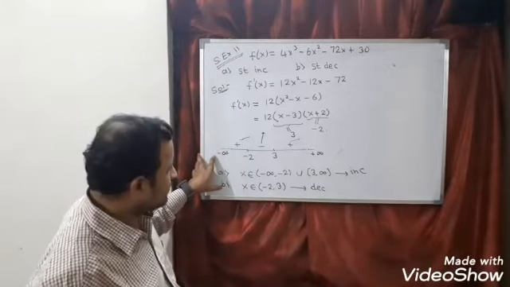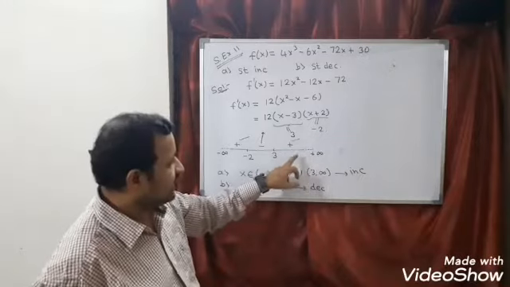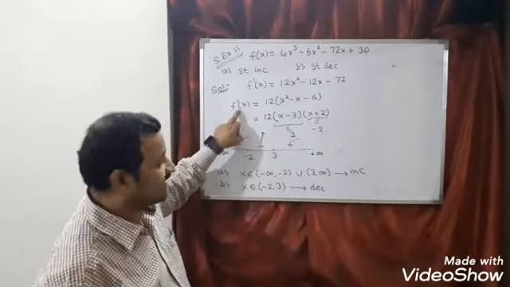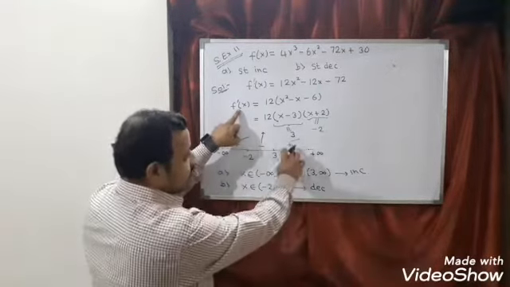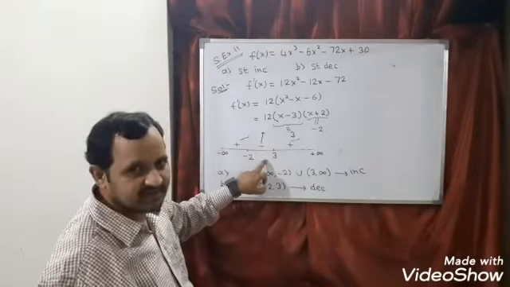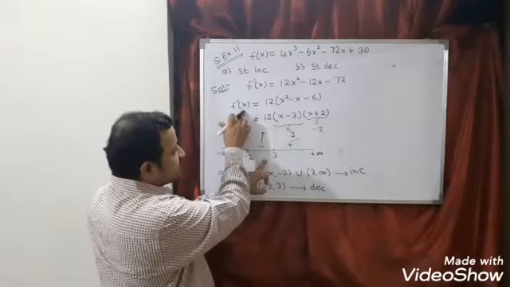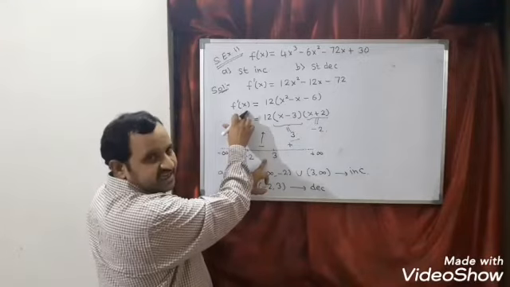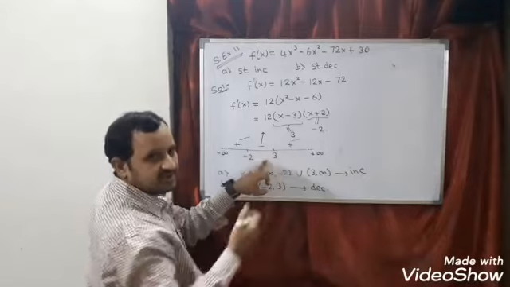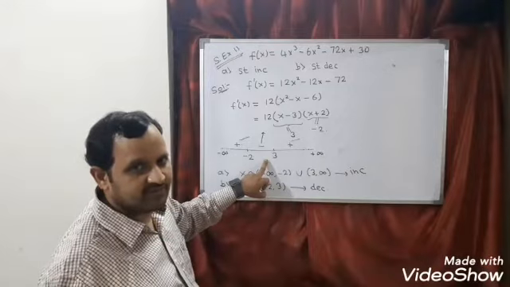One more method is, in this interval, suppose 3 to infinity, take any one value and put it in f dash x. If f dash x is coming to be positive, then you can say increasing. Same way, take any one value in this interval and put it in f dash x. If you are getting f dash x negative, that means what? Interval of decreasing. So that way also you can find the interval of increasing and interval of decreasing.